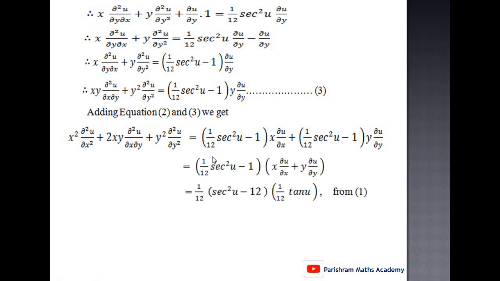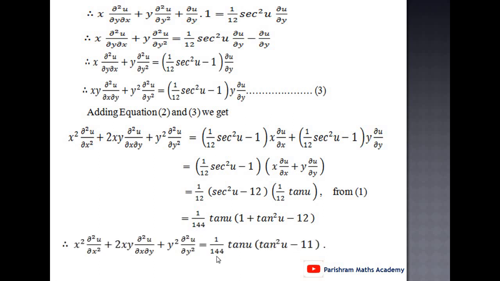Then from the right hand side we can take (1/12 sec²u minus 1) as common. In the second bracket, x ∂u/∂x plus y ∂u/∂y. But the value of this bracket term from equation number 1 is nothing but 1/12 tan u. And therefore 1/12 into this 1/12, that is 1/144 tan u into, using the trigonometric formula, the value of sec²u is 1 plus tan²u, minus 12, and therefore equal to 1/144 tan u into tan²u plus 1 and minus 12, that is minus 11.